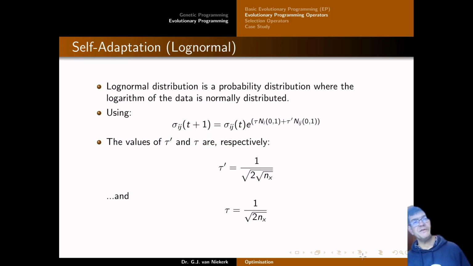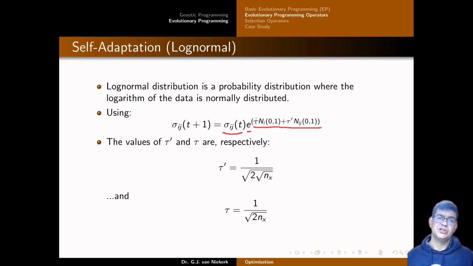Last but not least, we've got lognormal. In this case, you multiply the parent strategy parameter with e raised to the power of some value. And this value is determined by these two tau values, tau and tau prime, together with a normal distribution. There's a normal distribution over here as well as over here.